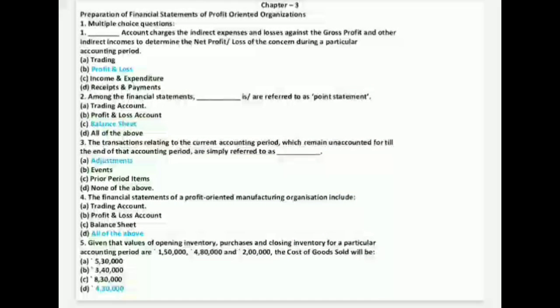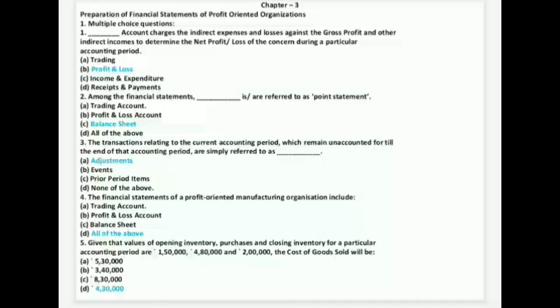Now we'll discuss chapter number 3. The first question is on the preparation of financial statements, and the chapter is preparation of financial statements of profit oriented organizations. Let's discuss the MCQs. Fill in the blanks is there.